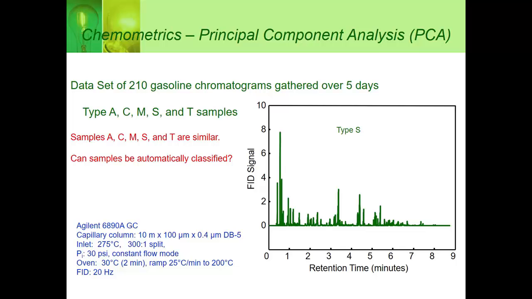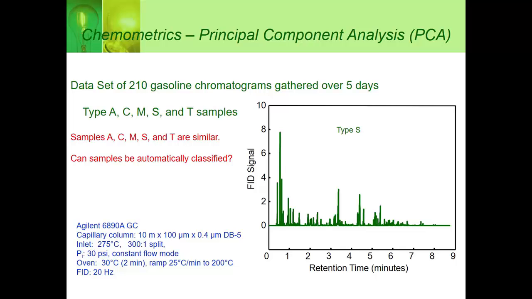You don't know what this signal is. You just know that you run this one gasoline sample through and you get this pattern of peaks that come off the column. It's like a fingerprint. And you run all 210 samples through and you end up with 210 different spectra, tons of data, each with hundreds of data points.